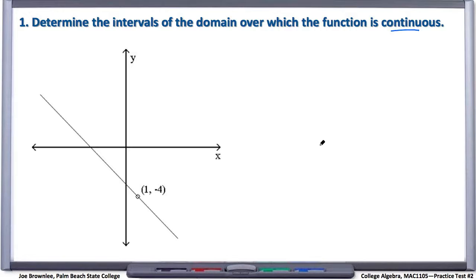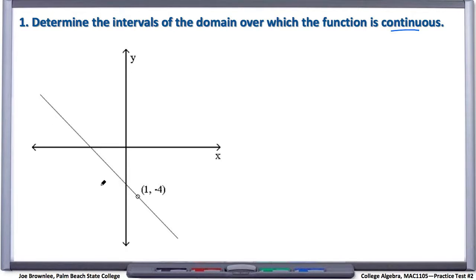a graph to be continuous, you have to be able to draw the graph without lifting up your pencil from the paper. If you have to lift up your pencil, your graph is not continuous. It has discontinuities somewhere. So let's see what's happening here with the graph we've been given.